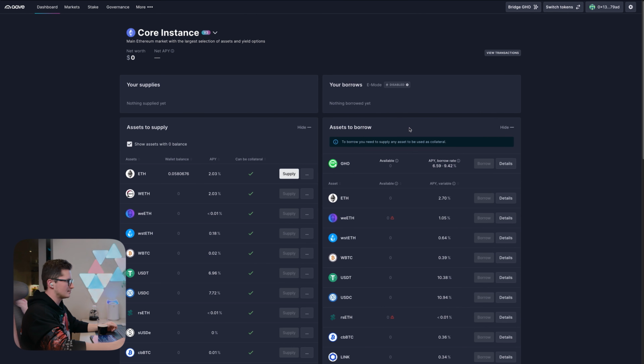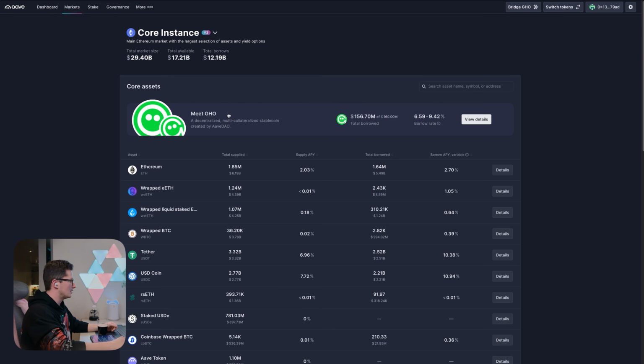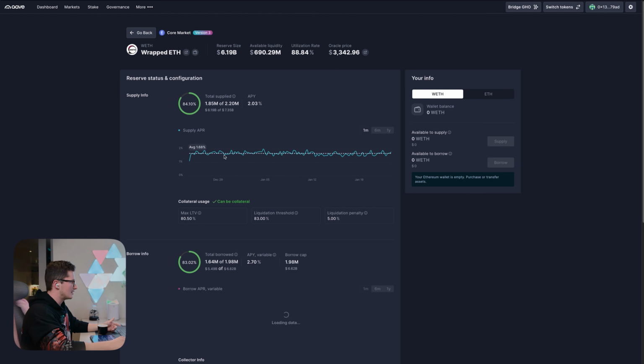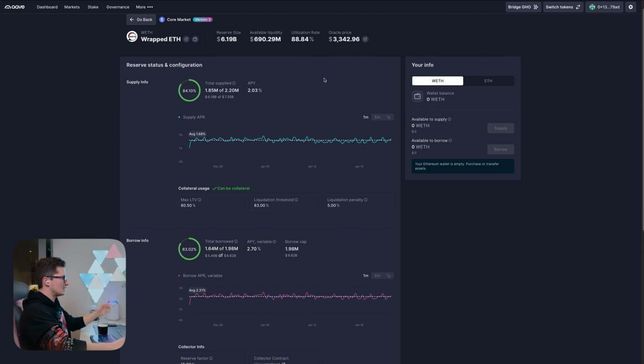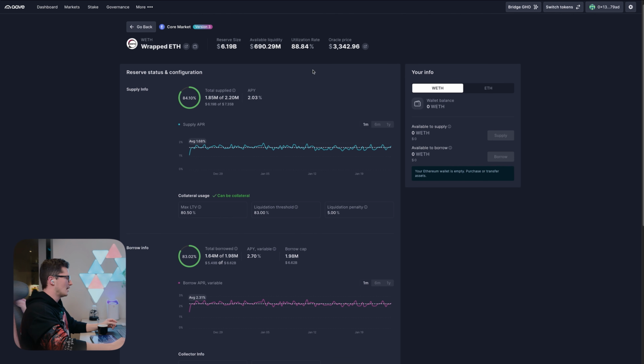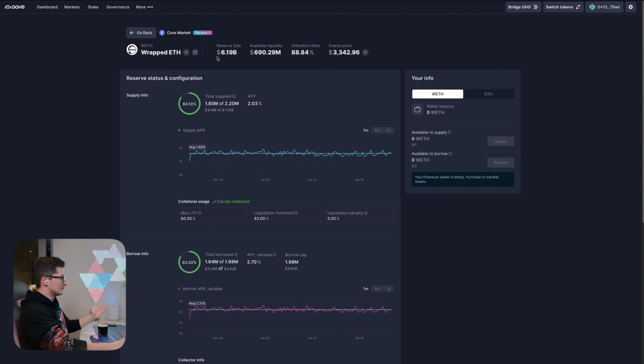So supply assets, borrow assets. You can check all of the markets here. For example, Ethereum market, how much is in supply, how much is in borrow, the supply APR here, the borrow APR here, and all of the information, utilization rate, available liquidity, Oracle price. So I think it's very easy to understand. You can just go and check.